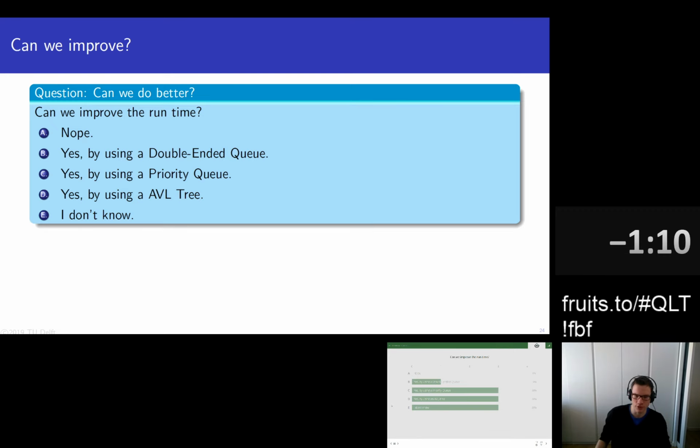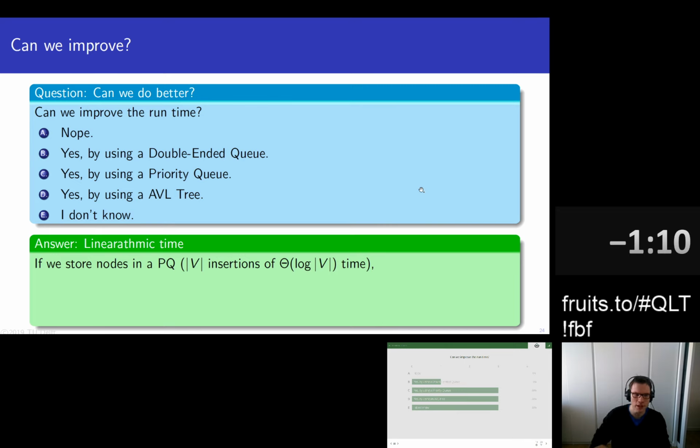So how would that work? Well, if I store the nodes in a priority queue, then to start with, I need to insert all of them. That takes V log V time.